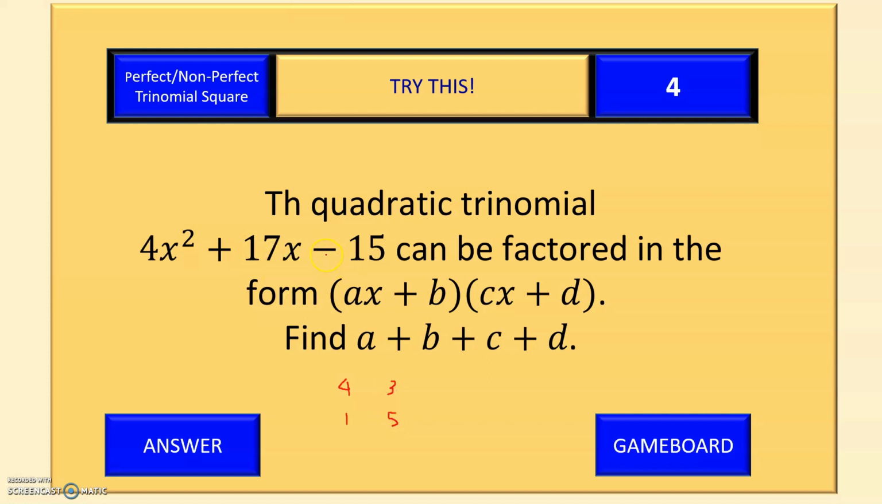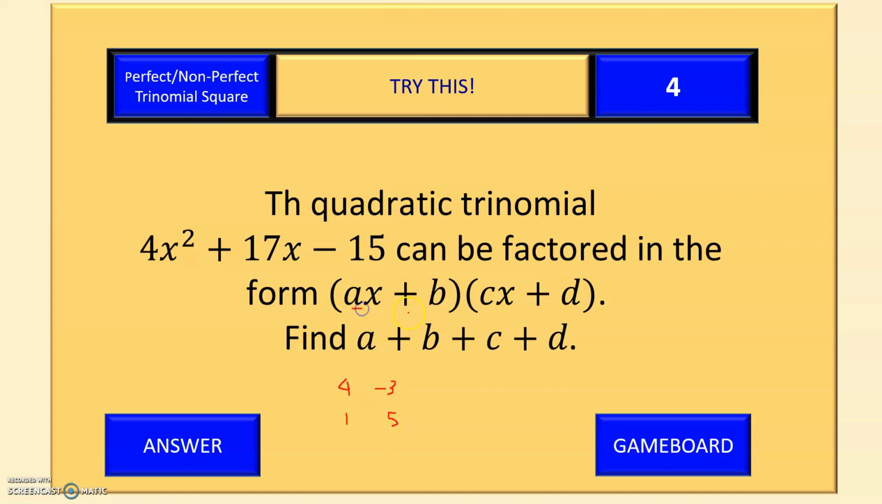So, since negative yan, one of this is negative. See to it, positive yung 17 mo. So, therefore, negative 3. And then, let's check. If I'm going to multiply this, 4 and 5 is 20. 1 and negative 3 is negative 3. So, add mo yon, that will be positive 17. So, therefore, the factor is 4x minus 3 times x plus 5.